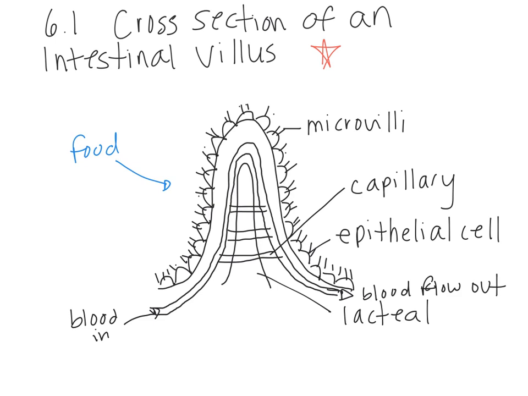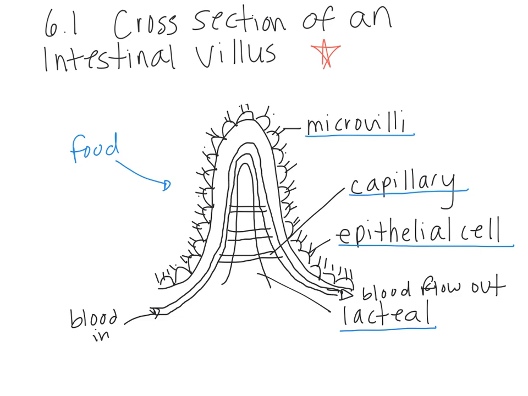Okay, and I believe that just about does it for our villus. Again, make sure that you're understanding and being able to note the functions. The microvilli help increase surface area for absorption. The capillaries are going to absorb those digested nutrients into the bloodstream. The epithelial cells are one cell thick, making it easier for molecules to move into that bloodstream, or into the lacteal, which again is part of the lymphatic system and is going to transport fats.